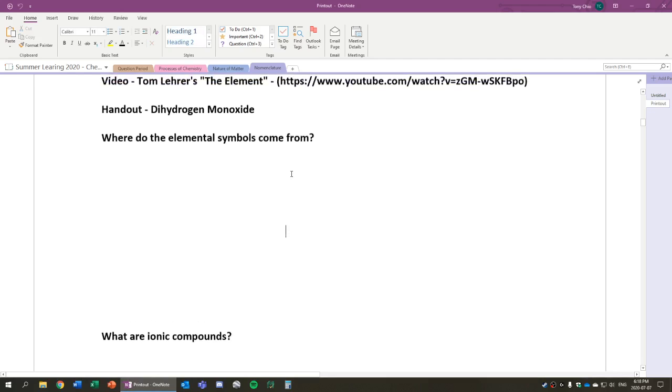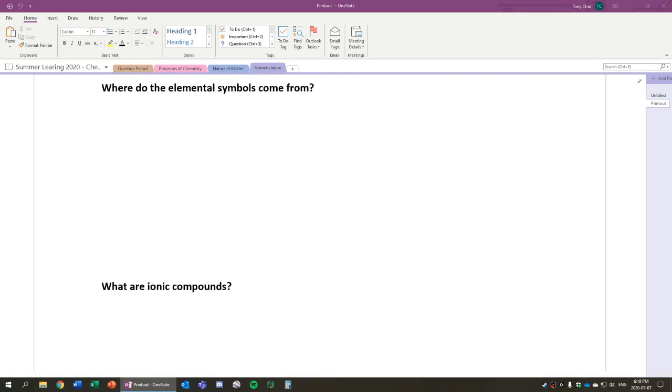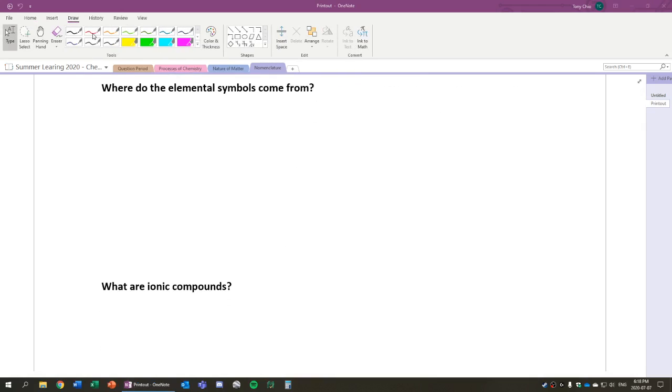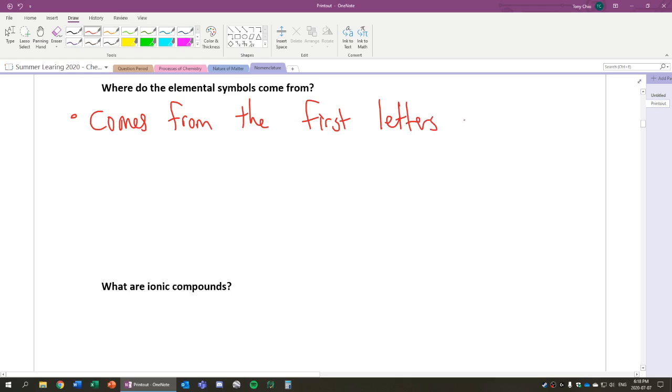So our first thing we're going to talk about is, where do element symbols come from? Because a lot of times when we talk about elemental symbols, we see that most of the time it comes from the first letters of its name. So an example would be, for example, carbon is C, or for example, lithium is Li.